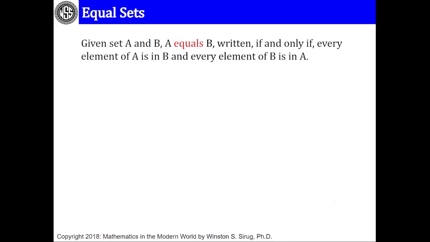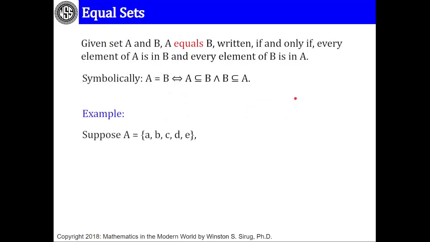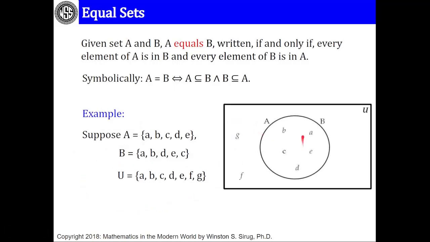So we have equal sets. Given sets A and B, A is equal to B, written A = B, if and only if every element of A is in B and every element of B is in A. Then, suppose A is equals to A, B, C, D, E, and B is A, B, D, E, C, and the U. Makikita natin, lahat ng elements ng A and B ay parehas and they are the same. So, we can say that set A is equals to set B. Yan. The set A is equals to set B and B is equals to set A, thus A is equals to B.